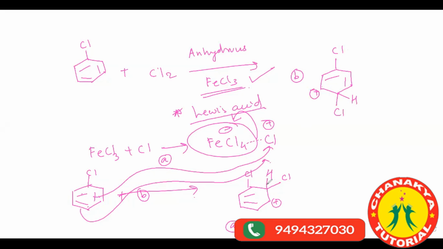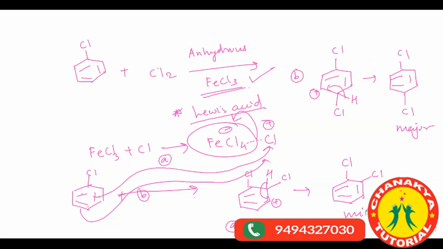So here two products are possible. This hydrogen would be lost, and here also this hydrogen would be lost. You will get the product over here. What? Orthodichlorobenzene, correct? And we'll get paradichlorobenzene, with Cl and Cl. Clear? This would be major and this would be minor, because it is symmetric, due to symmetry.